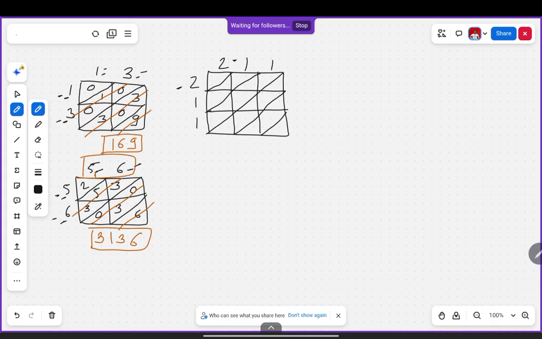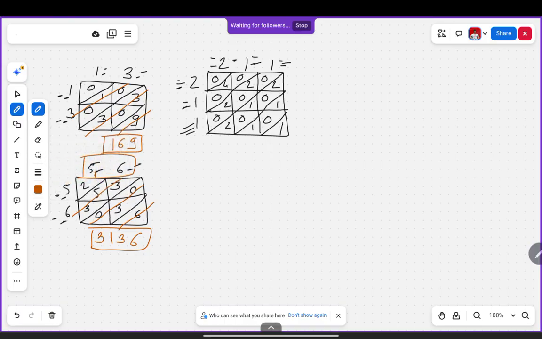Write the multiplications. 2 into 2 is 4. 2 into 1 is 2. 2 into 1 is 2. 1 into 2 is 2. 1 into 1 is 1. 1 into 1 is 1. 1 into 2 is 2. 1 into 1 is 1. And 1 into 1 is again 1.